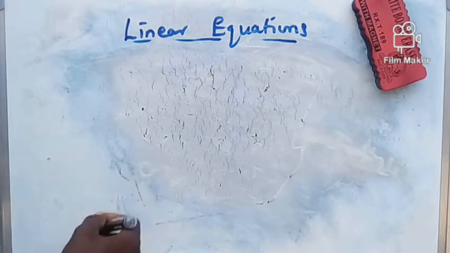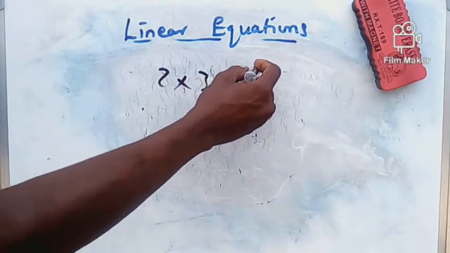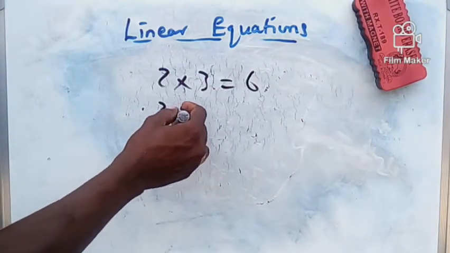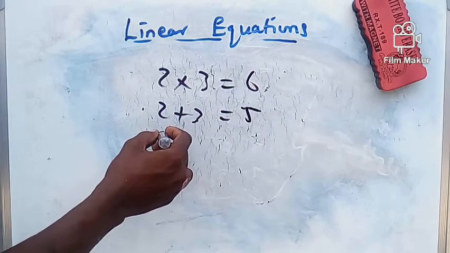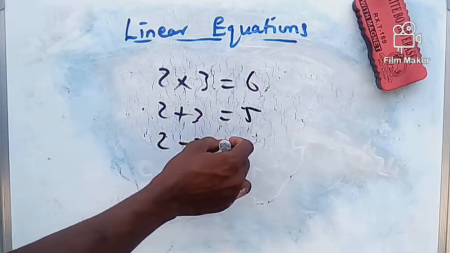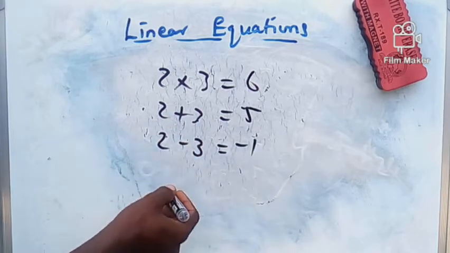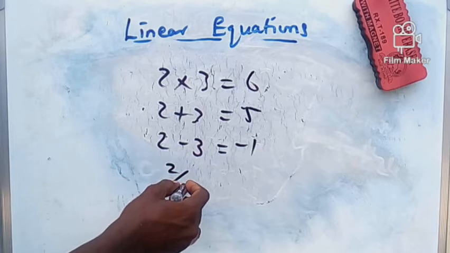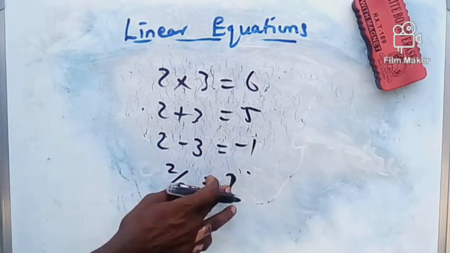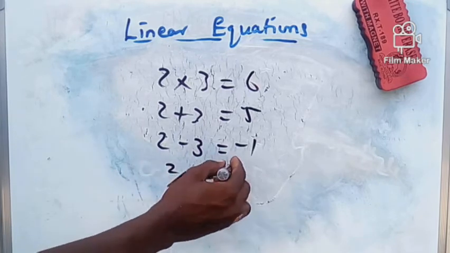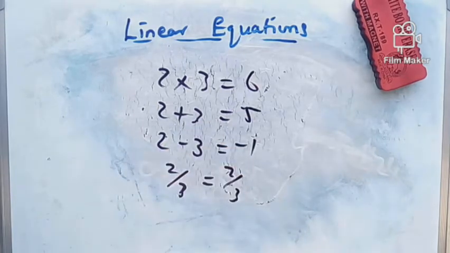We can multiply 2 by 3 to have 6. We can add 2 to 3 to get 5. We can subtract 2 from 3 to get minus 1. And we can divide 2 by 3 to just get 2 over 3, as the case may be.